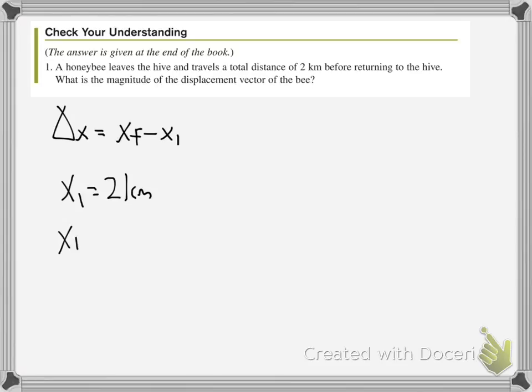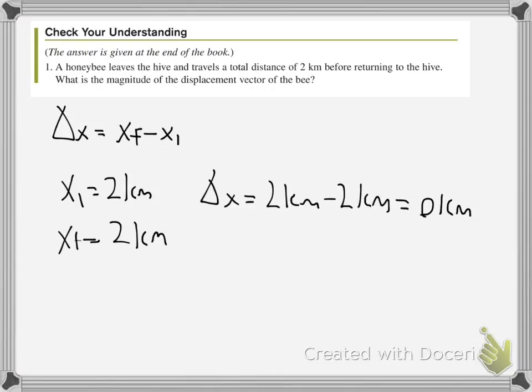So we know that his initial distance away from his hive is 2 kilometers, and then his distance back to the hive is again 2 kilometers. So when we plug it into the equation, we get 2 kilometers minus 2 kilometers equals 0 kilometers. Another way to do this is thinking conceptually. You could say that his total distance traveled from the hive is 0. So therefore his displacement is 0.